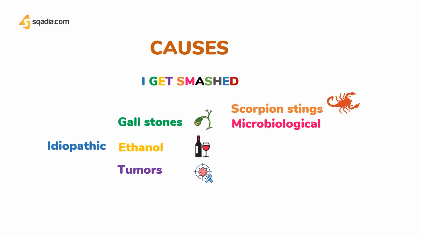Then microbiological. There are certain bacterial and viral illnesses like mumps, like Coxsackie virus, which can lead to this pathology. Next is autoimmune. Autoimmune diseases like polyarteritis nodosa, like SLE, can also have an impact on the pancreas. Then surgery is also an important cause, particularly ERCP. If the patient is having ERCP for any reason, he can get acute pancreatitis.